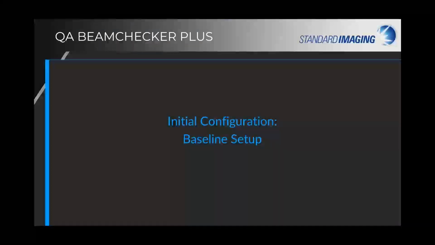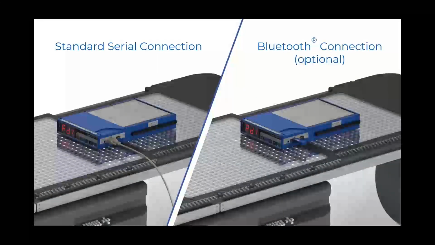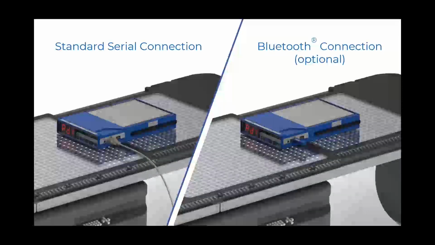But let's go into the actual unit itself. So the initial configuration is a baseline setup, very easy. That's really the only time you have to be connected to a PC if you want to use it accordingly. And that basically allows the unit to recognize those beams, deliver the baseline data to the PC, and also store that baseline data on the unit itself. Again, available both with the standard serial connection you see on the left, or the unit on the right is our Bluetooth attachment, so you can use it wirelessly from the couch to the wall of the vault.